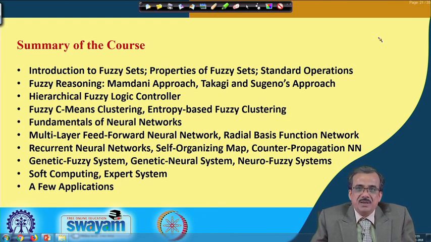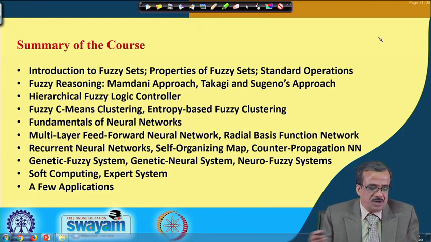For example, the intersection of fuzzy sets, the union of fuzzy sets, then comes the bounded sum of fuzzy sets, the bounded difference of fuzzy sets, the algebraic sum of fuzzy sets, the algebraic difference of fuzzy sets, and so on. So, we discussed the grammar of fuzzy sets in detail.